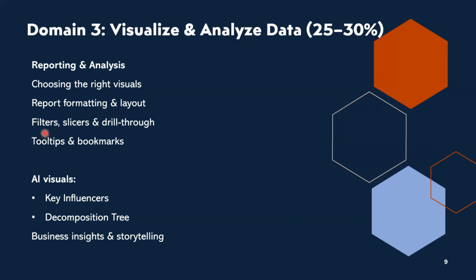You will get some questions based on filter, slicer, and drill through. And there will be some questions on when to use tooltip, when to use bookmarks. And one thing to note down, you will get all these questions based on scenarios or practical use cases only. Additionally, in this visualize and analyze data domain, you will get some questions based on AI visuals, such as key influencers and decomposition tree. And also they will give you some business scenarios to check storytelling skills.